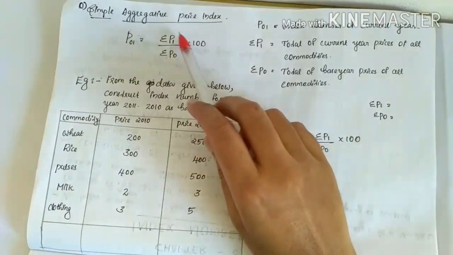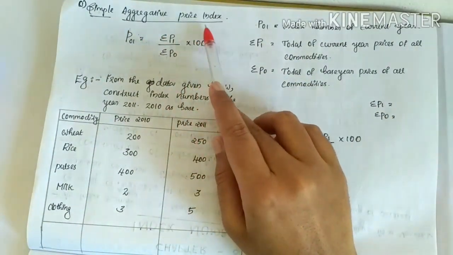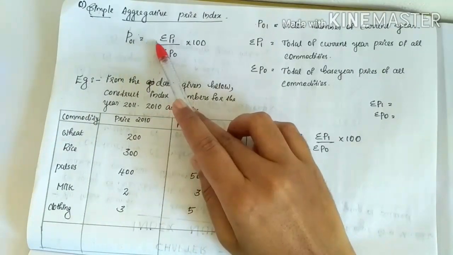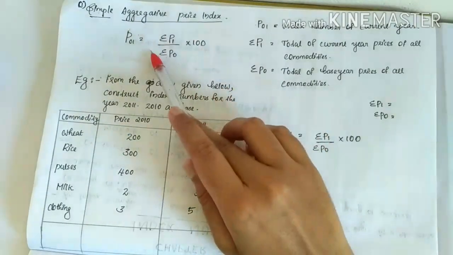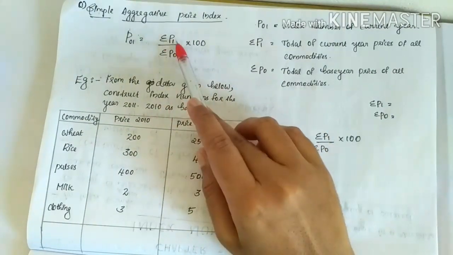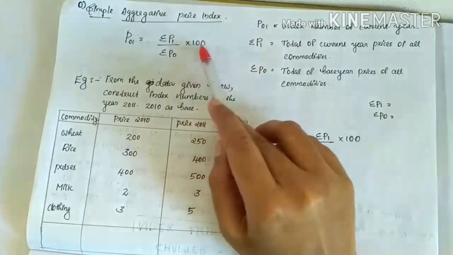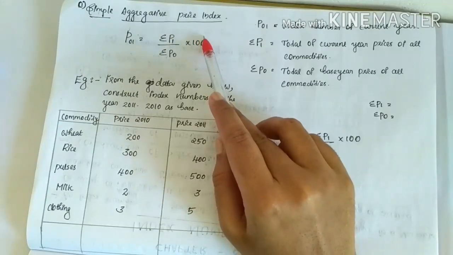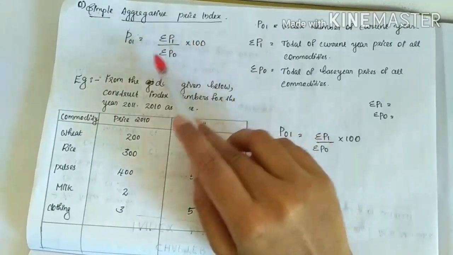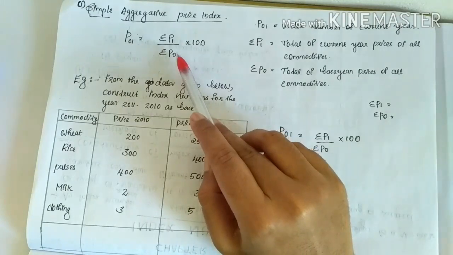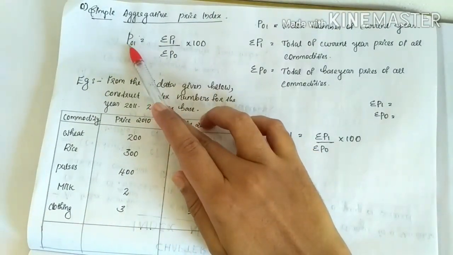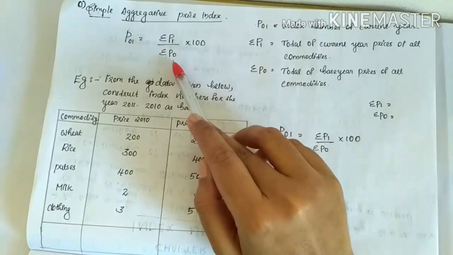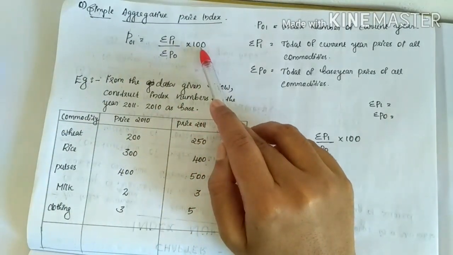The first method is the simple aggregative price index. The following equation is used to find the simple aggregative price index, that is, price index is equal to sigma P1 divided by sigma P0 into 100. The simple aggregative price index is one of the simplest methods for constructing a price index. It is calculated by using this equation, that is P01. The P01 is denoted as price index is equal to sigma P1 divided by sigma P0 into 100.